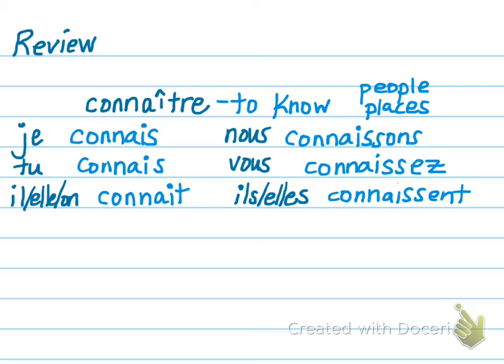And we have a circumflex here that I accidentally left out. Because there's a T here, there's a circumflex on that I. And the past tense uses avoir, and connu is the past participle. So that was a new verb in this lesson.